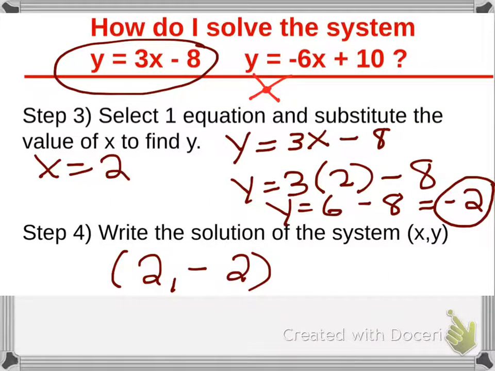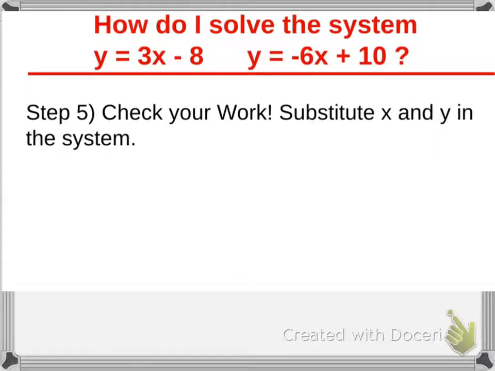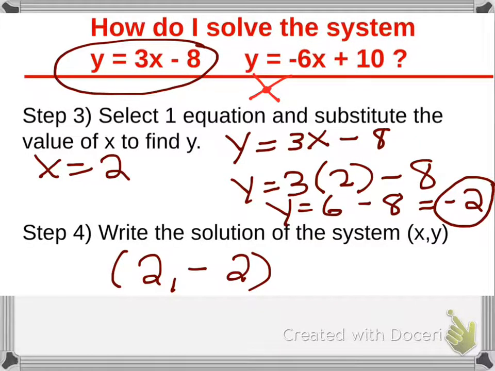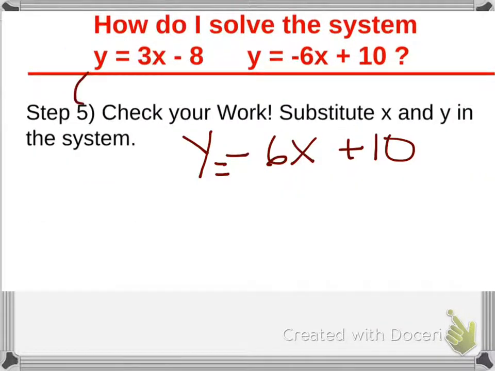So the next step tells us to do what? Now we have to check your work. We're going to pick one of the equations. We're going to substitute the value in. I'm going to pick the second one since we already worked the first one. y equals negative 6x plus 10. And our point, let me take a look back again, was 2 comma negative 2. So I'm going to write 2 comma negative 2 because that is the solution point we're working with.